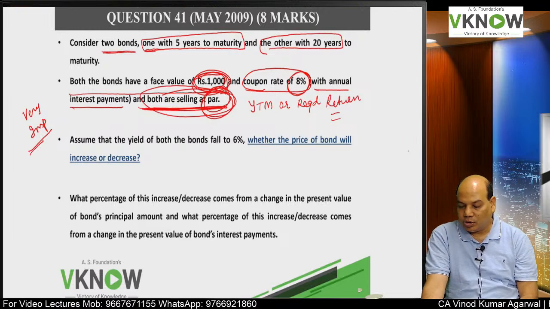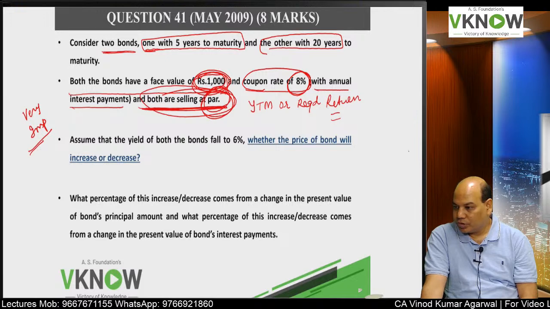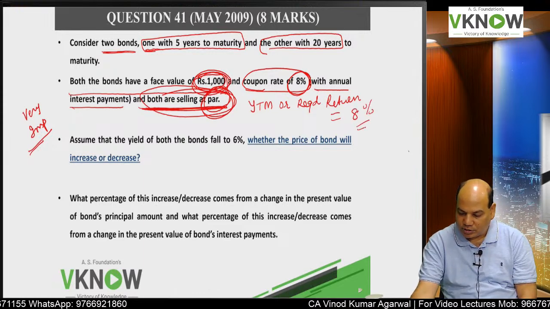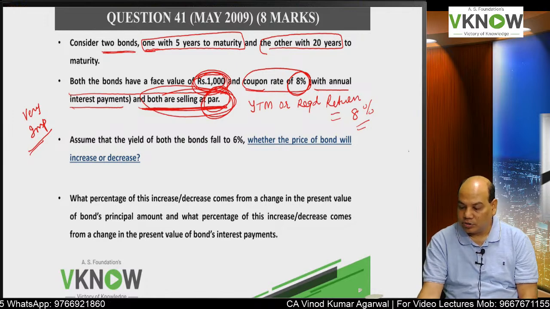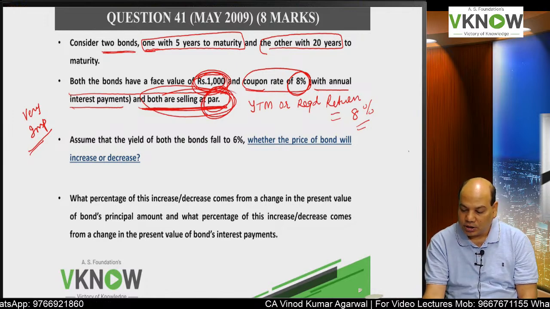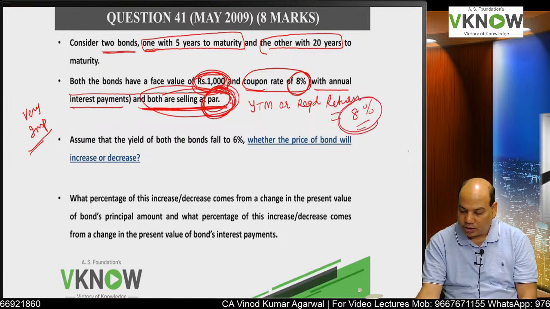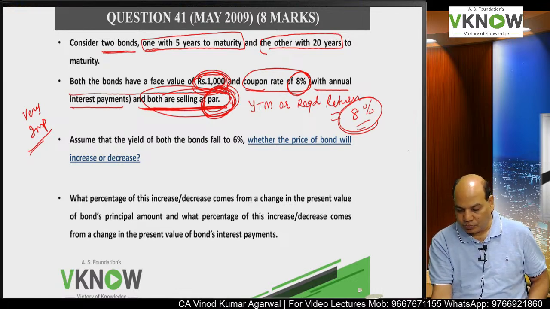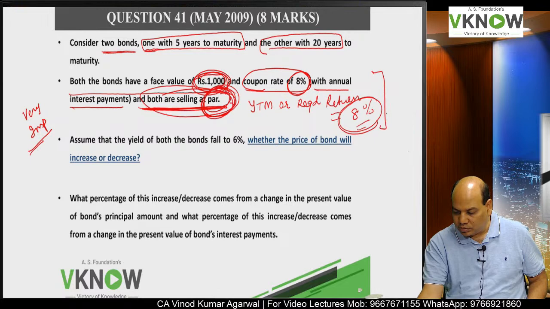What is the YTM or required return if the bond is trading at par? If the bond is trading at par, the required return and coupon rate will be the same. So the answer is 8%, which is not given in the problem. The student has to know this concept that if the bond is trading at par, then the coupon rate and required return or discount rate will be 8%. So my original answer is 8%.